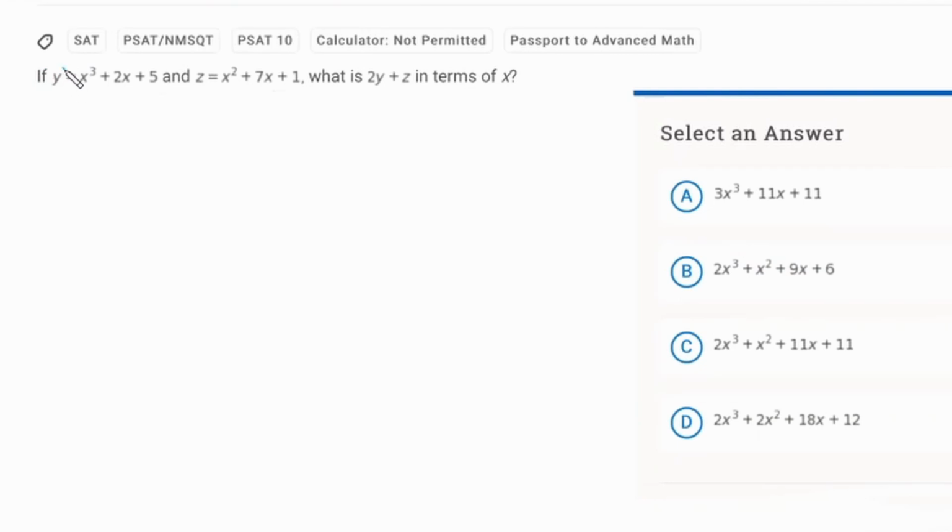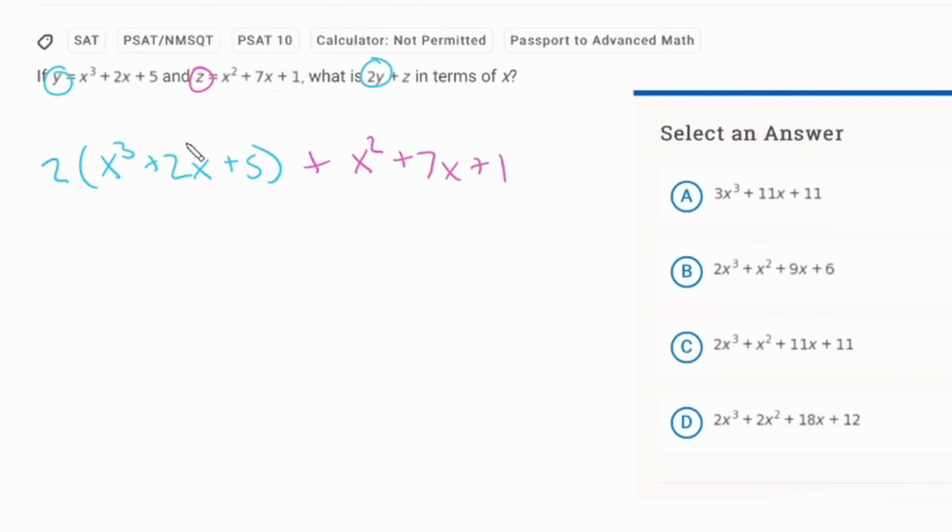Well, we already have y and z in terms of x. So if we need 2y, then we can take our equation for y and multiply it by 2. So that would be 2 times x cubed plus 2x plus 5. And then we add that to our z. And we only need one z, so that's going to be x squared plus 7x plus 1.